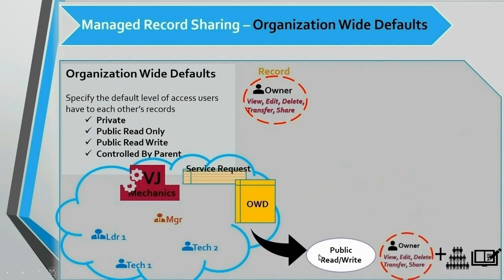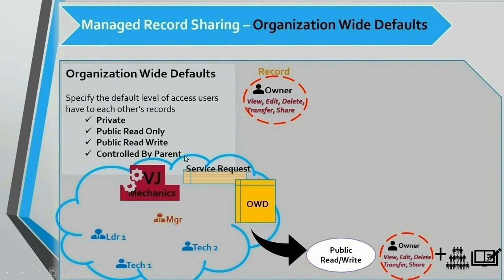If I select OWD as public read write, the owner of the record by default will get the complete access and that record will be shared to the other public for read and write access. That means other users can read and edit the record. For example, if Tech1 creates a record, he will get the complete access on that record and that record will be shared to LDR1 and MGR with read and write permissions. Now MGR would also be able to edit the record which is created by Tech1. So on the shared record, the other users, the public, can perform read and edit operations.